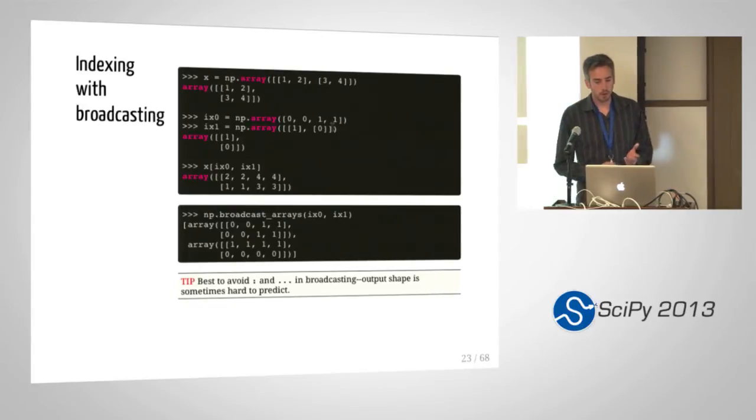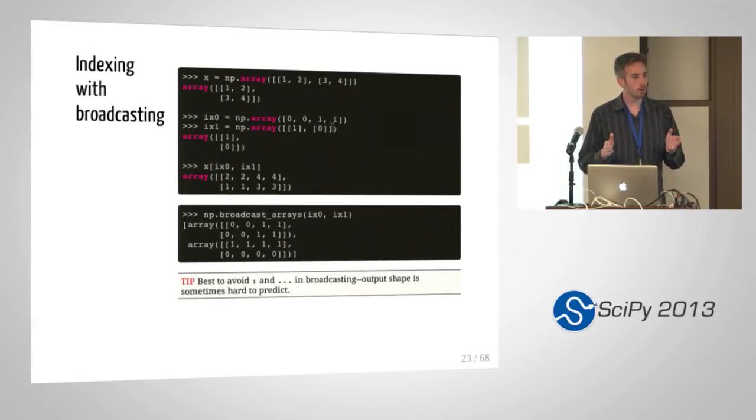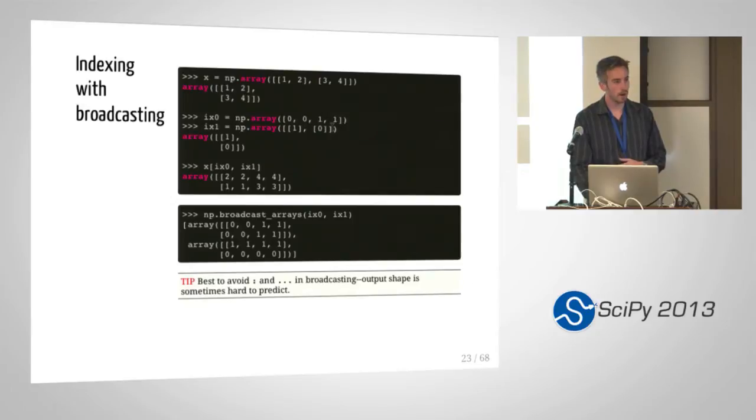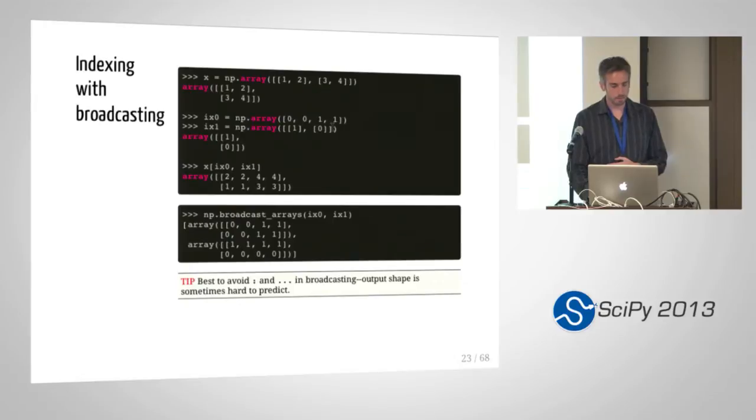So you've got an array of shape. The first, ix0, has a shape of 1 by 4, and you're now combining that with an array of shape 2 by 1. So the output would be 2 by 4. It duplicates those elements in order to give you a 2 by 4 array out. And that's what is used to index over here.